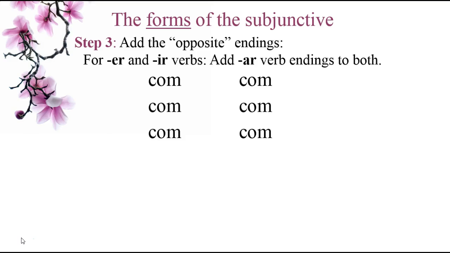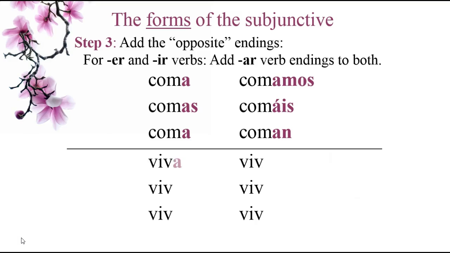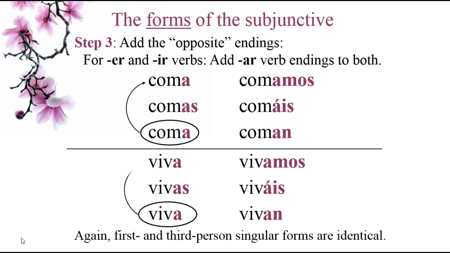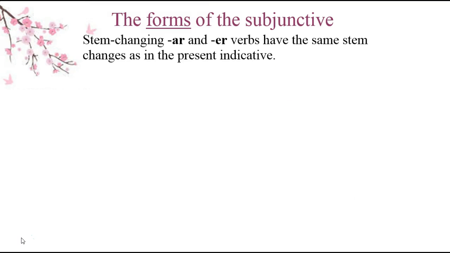For the opposite endings for -er and -ir verbs, you're going to add -ar verb endings to both. Coma, comas, coma, comamos, comáis, coman. For vivir, viva, vivas, viva, vivamos, viváis, vivan. Again, first and third person singular forms are identical.